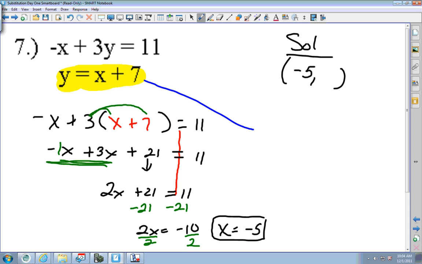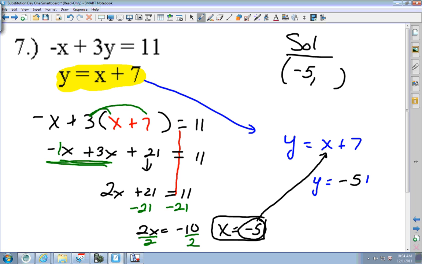Okay, well, I'm going to bring this down here. Y equals x plus 7. We found x to be negative 5. So I'm going to put that in there for x. I have y equals, instead of x, you put in there negative 5 plus 7. What is negative 5 plus 7? 2. My solution is negative 5, 2.